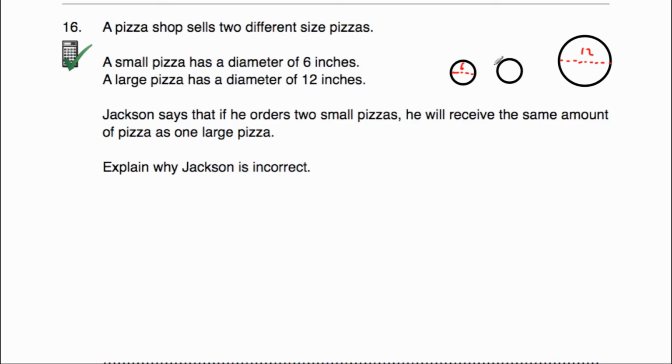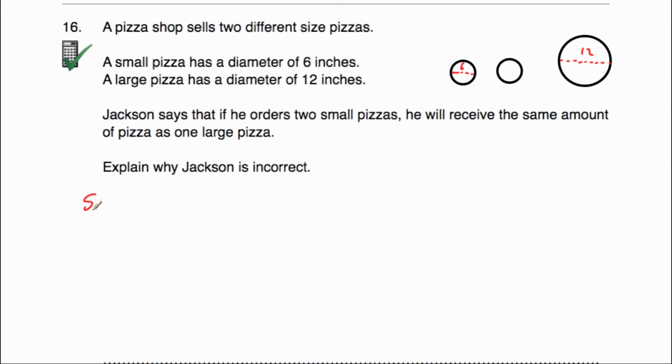Now I've actually measured these diameters for these 2 small pizzas and this large pizza, and the smaller diameter is half of the larger diameter. And as you can see, it actually looks wrong already, that this larger circle looks like it's got an area that's bigger than these 2 combined. But let's actually work out the areas and show that Jackson is incorrect.